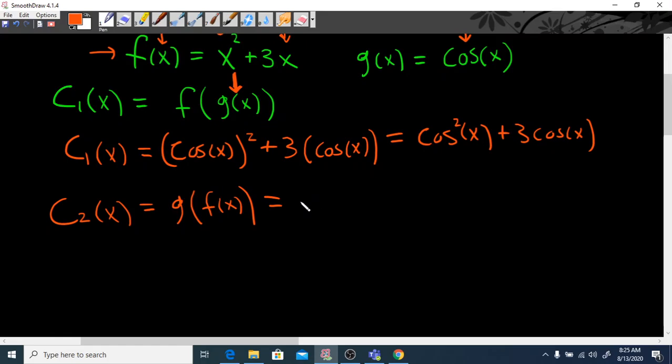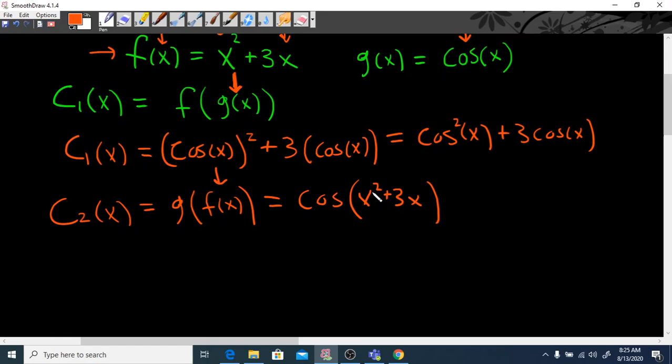Okay, so g of f. Again, f is x squared plus 3x. So we're going to put x squared plus 3x in place of the x in g, which is cosine. So we're going to have the cosine of, and instead of x, it's going to be f, and f is x squared plus 3x. So that's what composition is all about. Now, let's talk about how to take these derivatives.